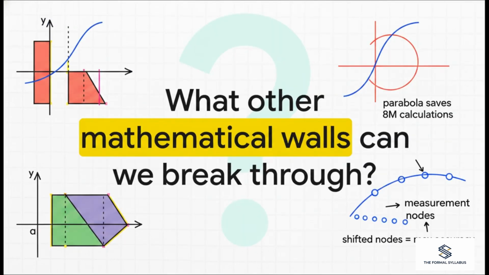And I'm going to leave you with this thought to take away from today's explainer. If simply tweaking a straight line into a parabola can save 8 million raw calculations and slightly shifting our measurement nodes completely maxes out computer accuracy, what other invisible mathematical walls in our world can we break right through with just a slight change in perspective?